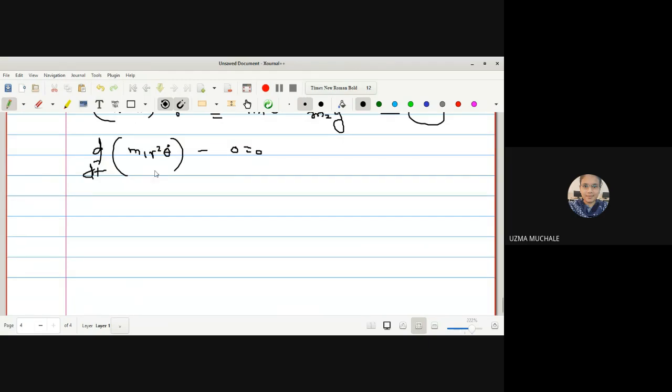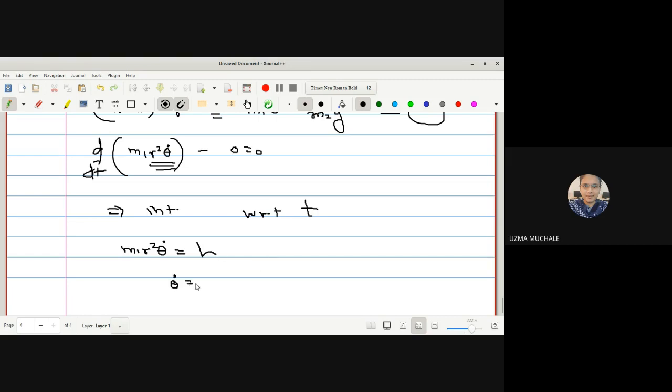Now instead of taking a derivative, because here r and theta both are linearly independent, if you want to take a derivative you have to use the UV rule. So instead of that, you can integrate. Integrating with respect to t, we get m1 r square theta dot is equal to some constant h.